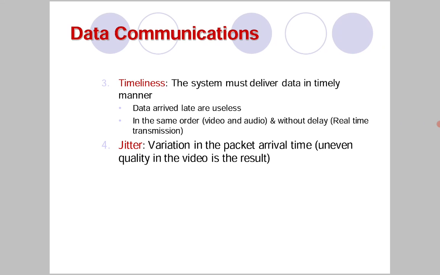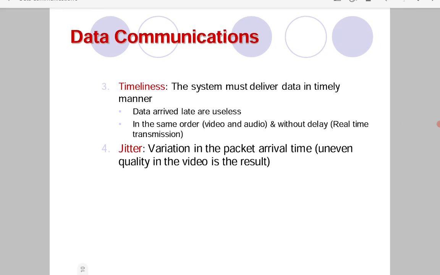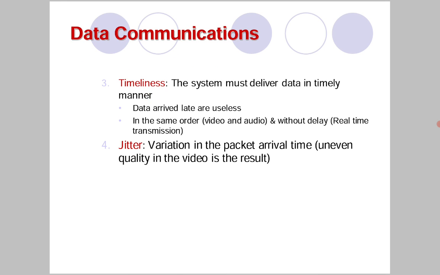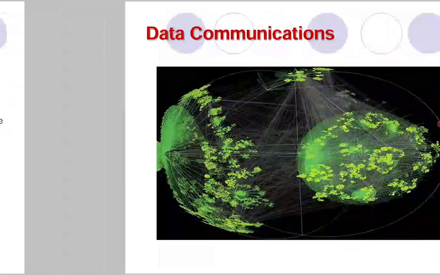Generally if the data or information transmitted is late, it is not appropriate, and video and audio must be in the same order without delay in real-time transmissions. Timeliness is mainly important when playing videos and audios on networks. Fourth one is jitter. Jitter means variation in the packet arrival time. Uneven quality in the video is the result.